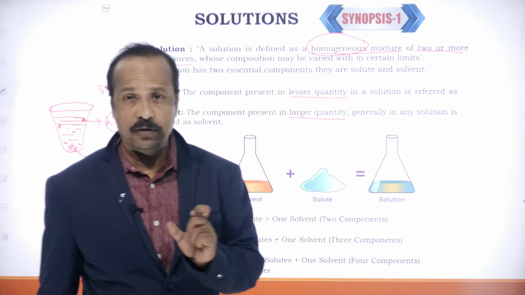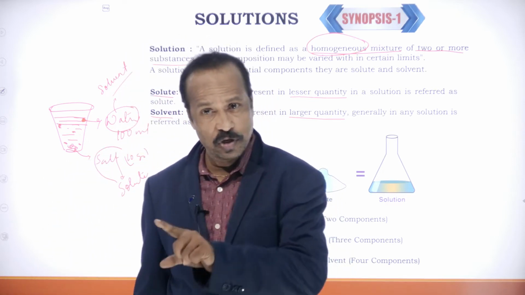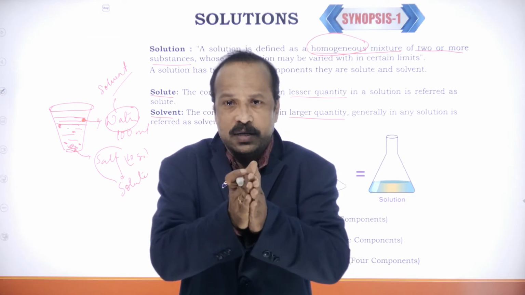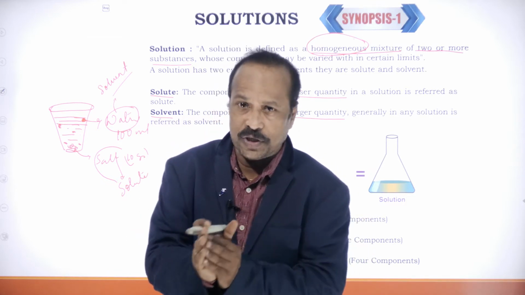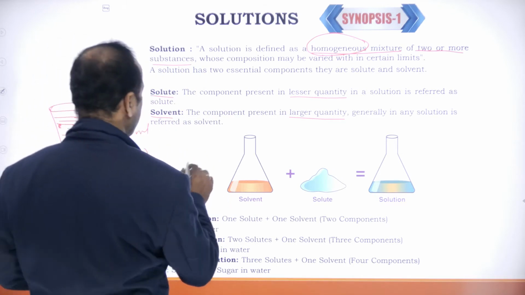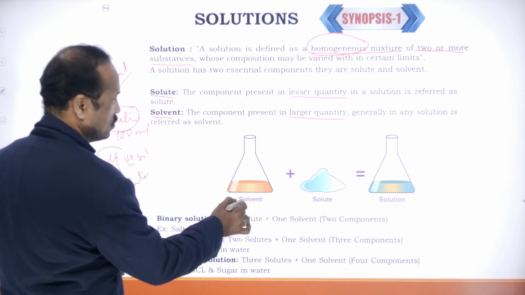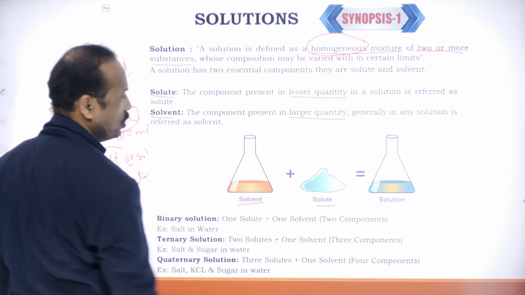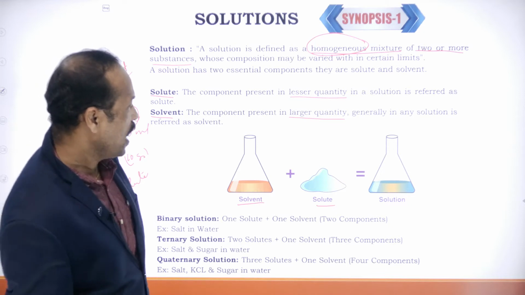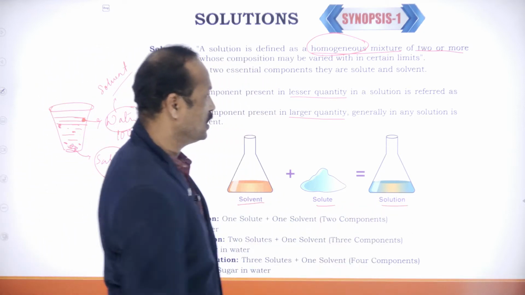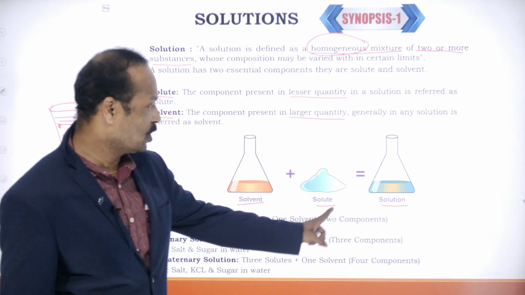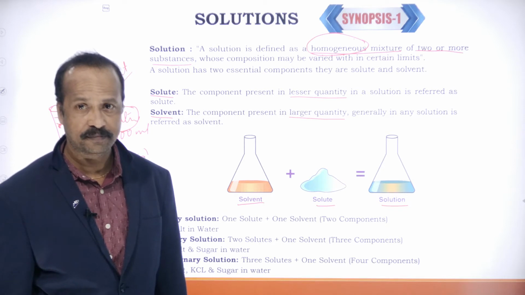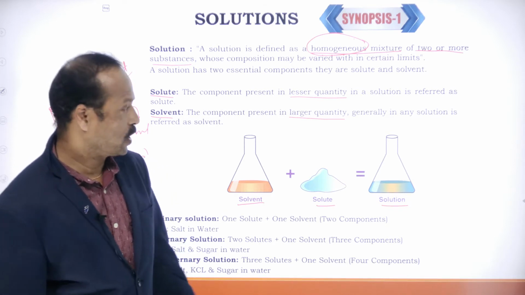So a solution contains what two components? Solute and solvent. So solute plus solvent is equal to solution. How can you write the solution? Solute plus solvent. For example, we are taking water as the solvent and salt as the solute, and we are mixing both here. So that gives the solution. So solute plus solvent is equal to solution. Clear? Any doubt? No? Okay.